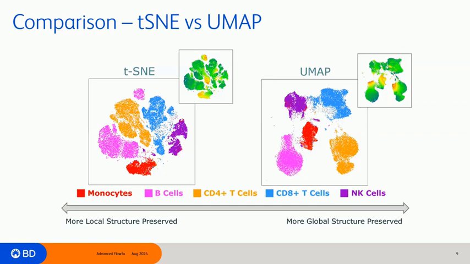Some of the cons of t-SNE: you do lose some of that global structure. There's a tendency for t-SNE to distort that somewhat. While it excels at local clustering, it can lose the overall relationships between those clusters, which can lead to misinterpretation of how these are related to one another.